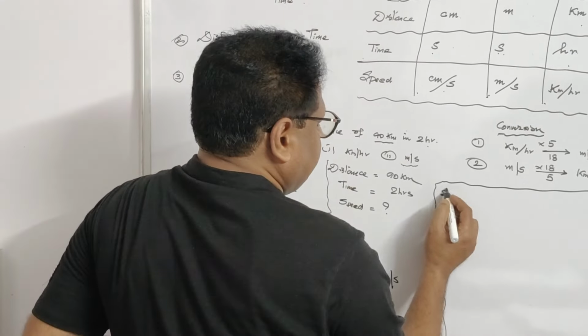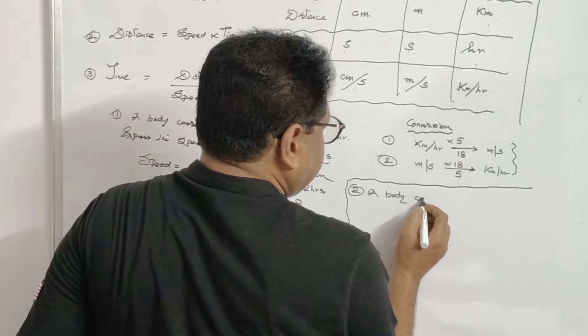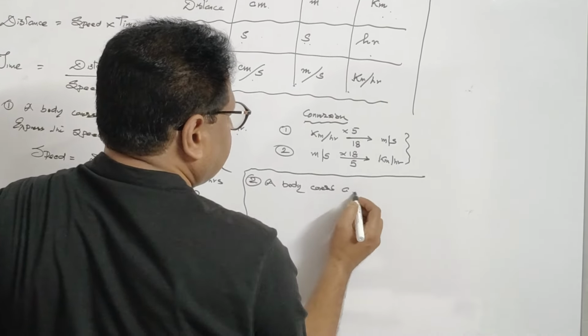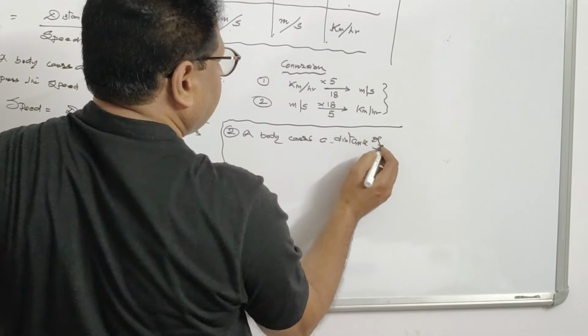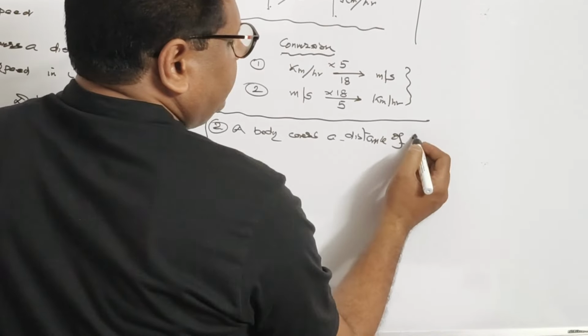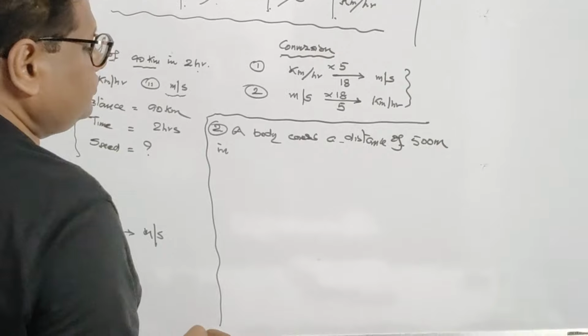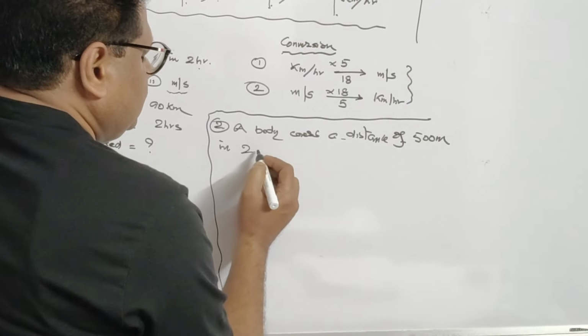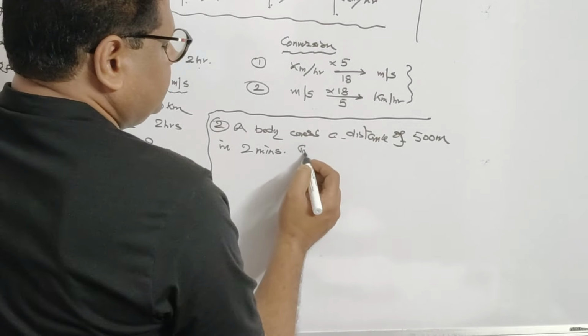Suppose the question is: a body covers a distance of 500 meters in 2 minutes. Find the speed.